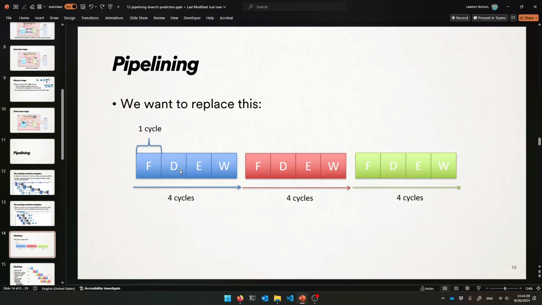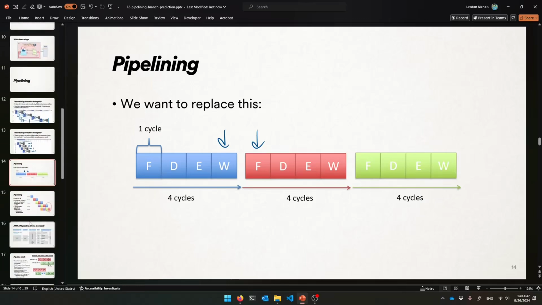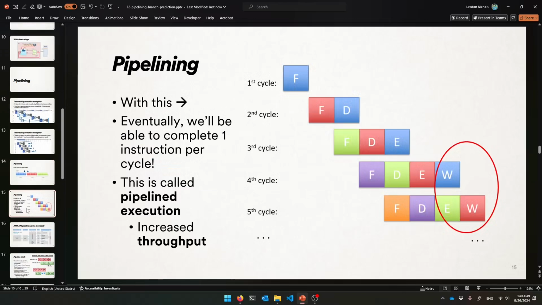So we want to replace this: do all of the fetch, decode, execute, write back, fetch, decode, execute, write back. Do them all in order and just wait, right? Only after the write back stage of instruction 1, the blue instruction, can we start the fetch stage of the red instruction. That is dumb. Let's fix that by pipelining. We want to do this instead, all right?